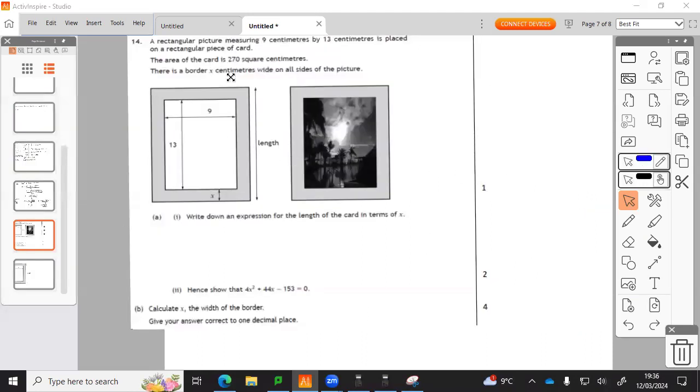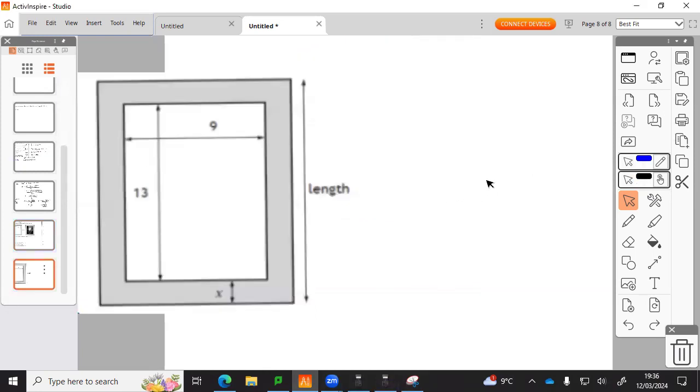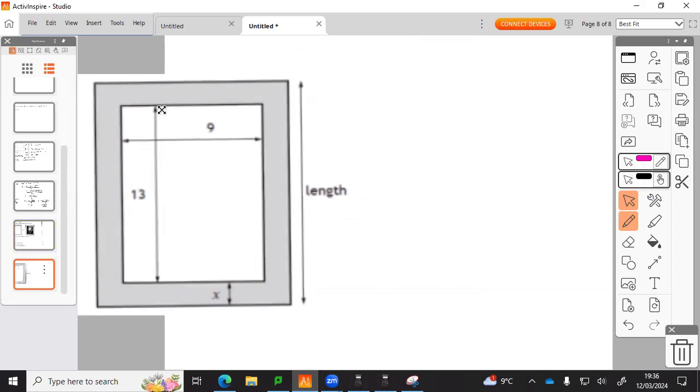Okay, so x is going to be the width of that grey. Okay, so it goes all the way around. Okay, so write down an expression for the length in terms of x. So we've got length. Now we get told the length of the picture, so that central bit is 13 centimetres. Okay, so from there, nice straight line, to there is 13 centimetres.